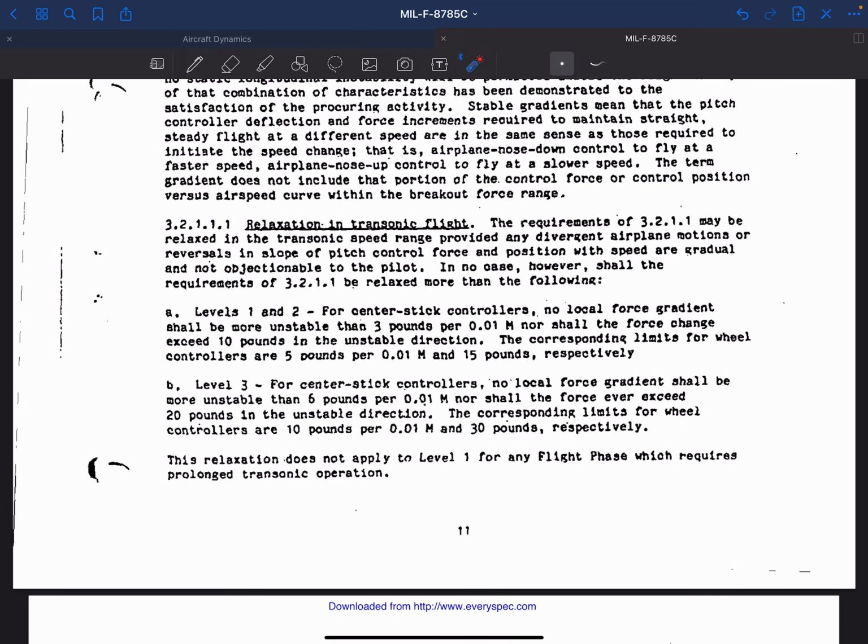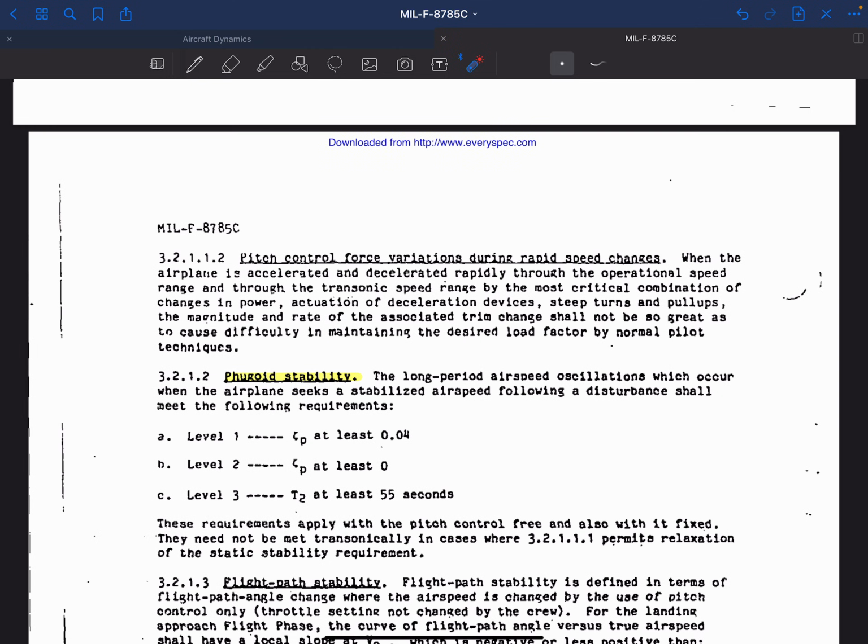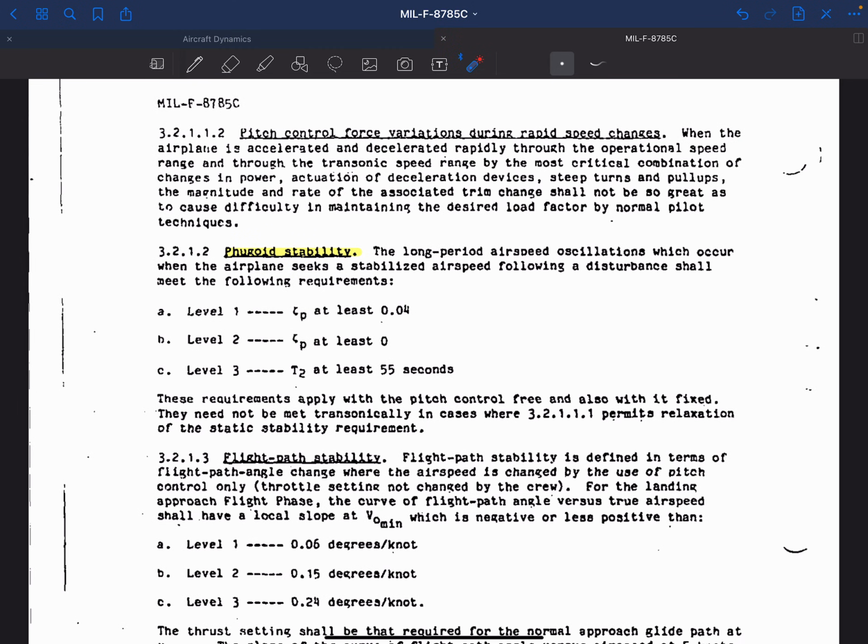They talk about transonic flight here. Pitch control force variations during rapid speed changes. And here we come down to this section on Phugoid stability. The thing that they found with Phugoid stability is that you want a damping ratio. To have level 1 handling qualities, you need a damping ratio of at least 0.04. You can have level 2 handling qualities if your damping ratio is at least zero, right? So at least positive.